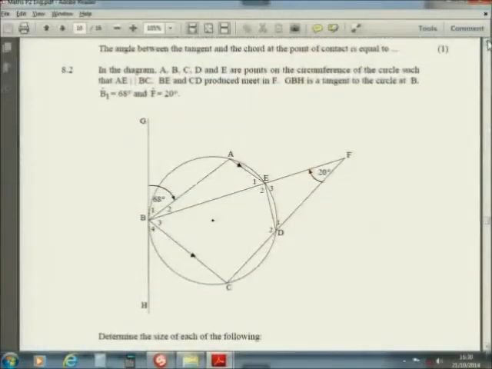there we are. Let's look at the given information. You see, I'm trying to hide away the questions themselves. I really want us to avoid the questions for now. Let's look at the information and then understand the diagram. We have in the diagram, A, B, C, D, and E are points on the circumference of the circle, such that AE is parallel to BC.